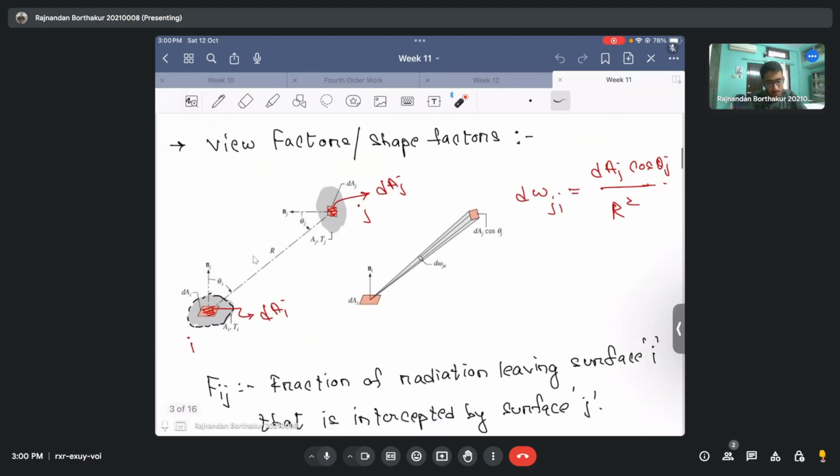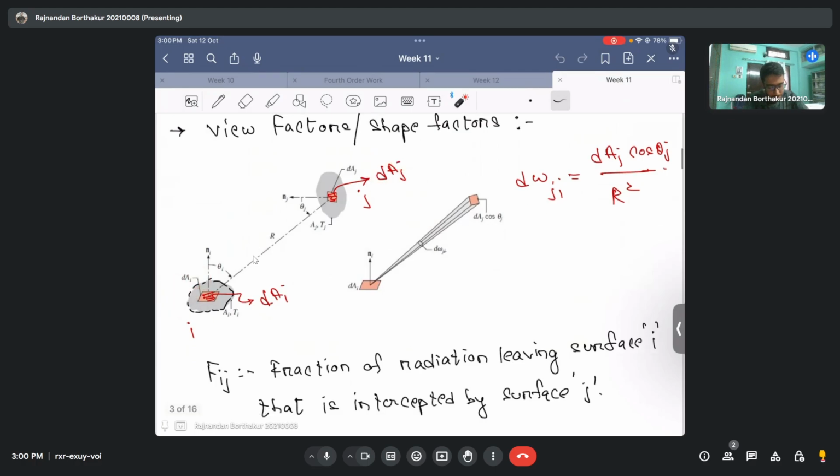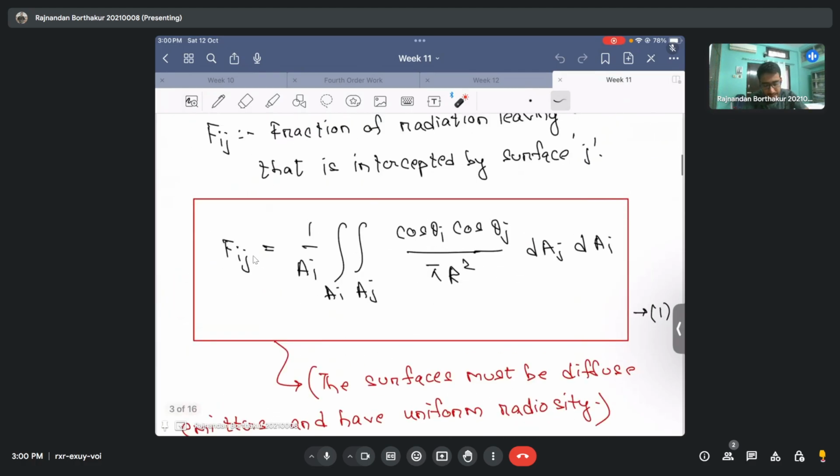And what we did was, formally considering differential areas dAi and dAj, we established the expression of a generic view factor Fij, which is nothing but the fraction of radiation leaving surface i that is being intercepted by surface j, as an integral over this integrand.